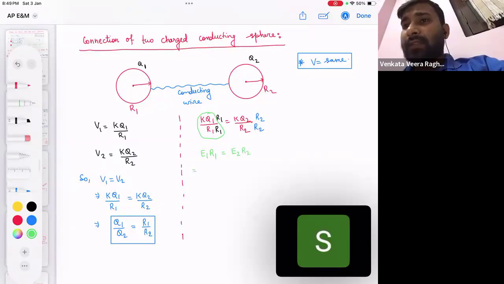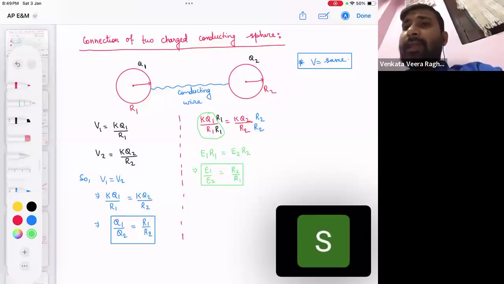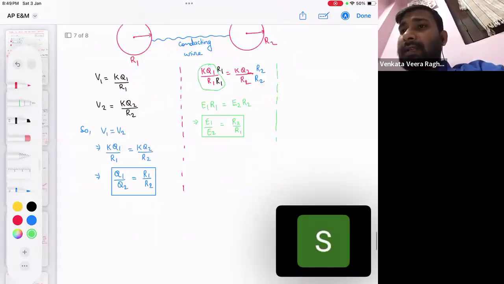So now if they ask you in the question what is the field ratio, E1 by E2 is coming how much? R2 by R1 it is coming to us. Okay, E1 by E2, how much is that coming? R2 by R1 we are getting.